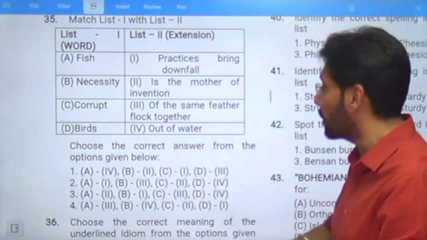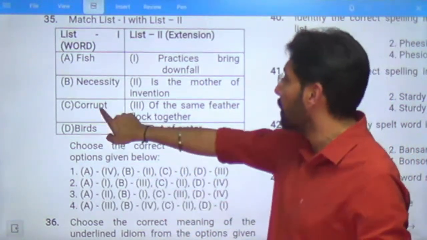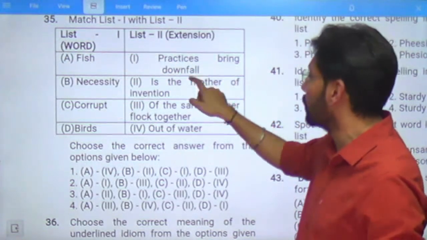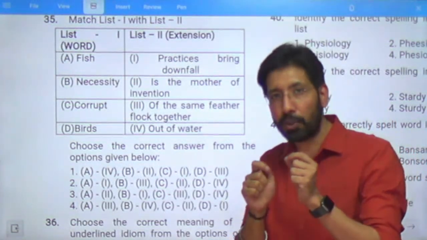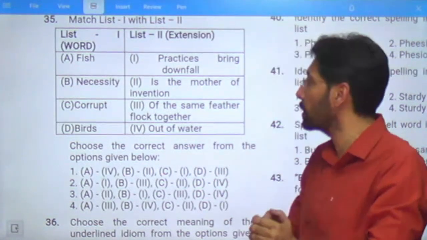Main ek baar baaki bhi dekh leta hu, iske baad main check kar leta hu C ke saath 1, does it make any sense or not. Quickly, corrupt practices bring downfall, matlab bad deeds. Jab bhi kuch galat kaam kiya jata hai to usse nuksan hota hi hota hai. Downfall matlab nuksan hona, niche aana.